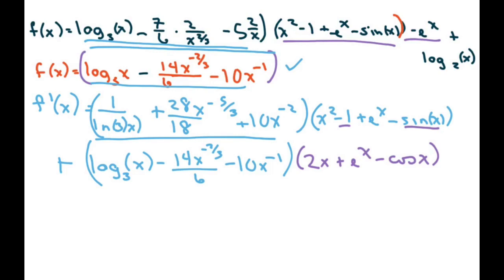And for our little tag-along guys here, the derivative of e to the x is just e to the x. That's going to be minus e to the x again, and then plus the derivative of log base 2 of x, which is 1 over ln 2 of x.